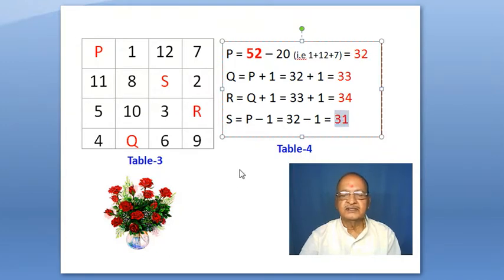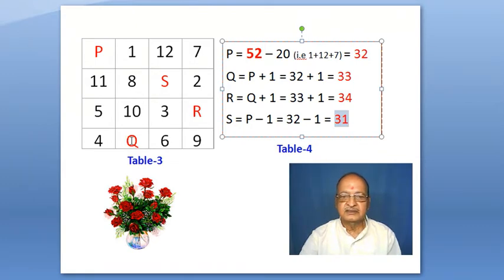So this calculation I am explaining here. The value of P is 32, replace this P by 32, replace this Q by 33, S by 34, and R by 31. The first row, first column.